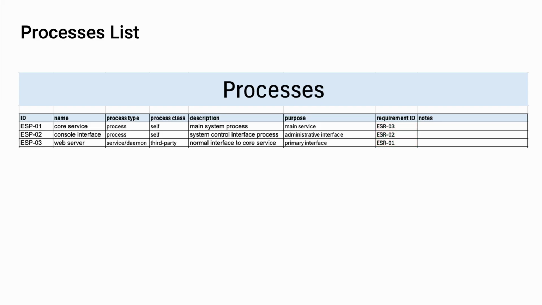As to whether the processes are core to the operation of the element, that becomes a discussion point when you're talking about the console interface, but for ESP1 and 3, the core service and web server, those are integral to the operation of the element. Are any of the processes used only during development? The answer for that is no. These are all production processes. None of these processes are only required for diagnostics.